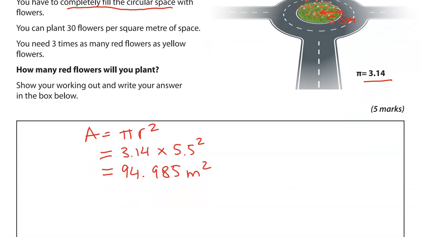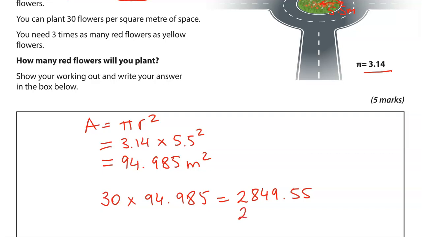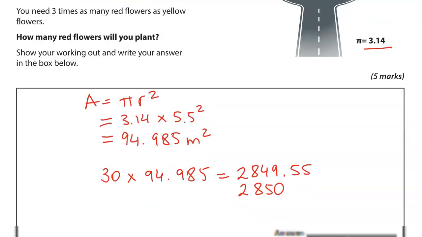So it's 30 flowers per square meter. So 30 times 94.985 gives us 2,849.55. Now that is flowers, and you can't have parts of a flower, so we're going to round this to 2,850. So that's how many flowers in total.